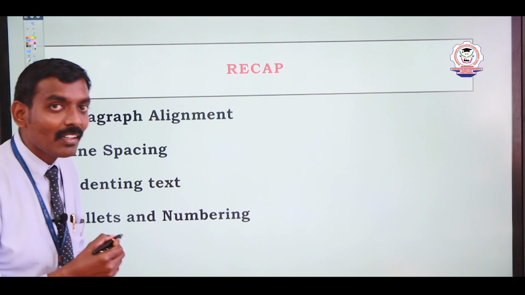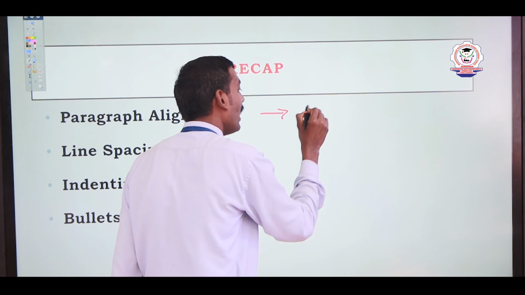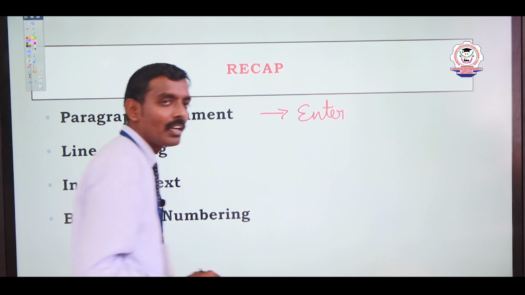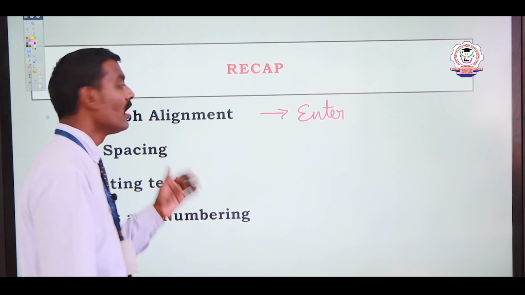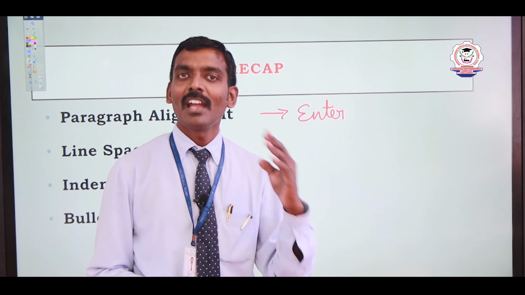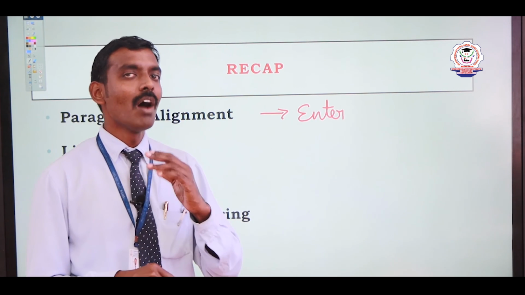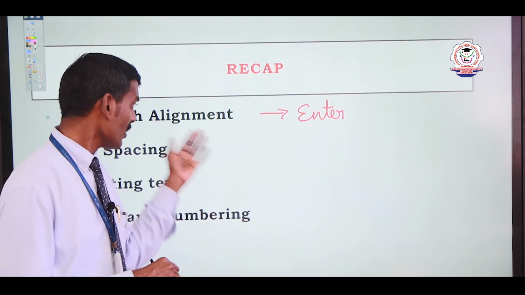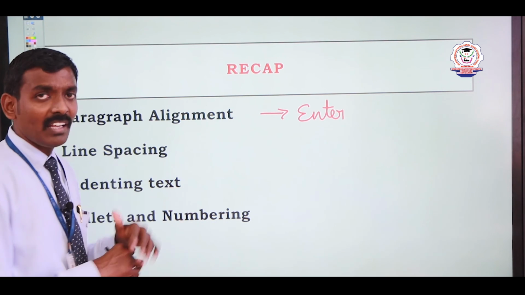How can we split? Very good. We can press the enter key to split the document. And what are the types of alignment we have? Left alignment, right alignment, justified alignment and centered alignment. We have 4 types of alignment. And next one, line spacing.